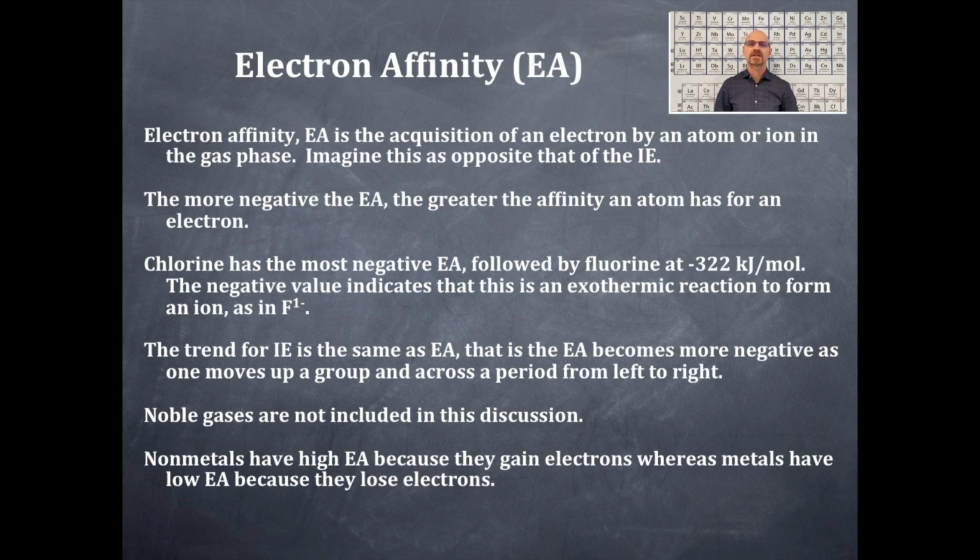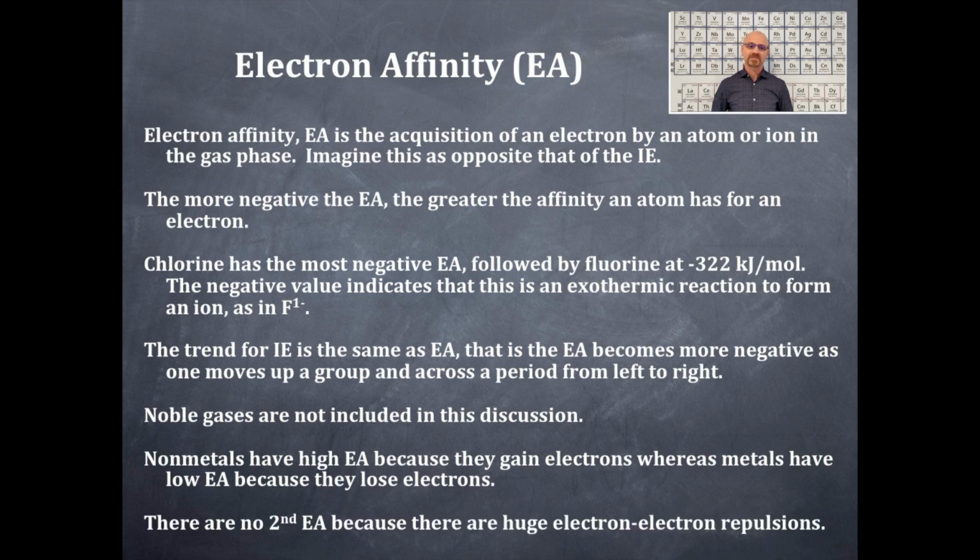Okay, we just discussed the ionization energy of metals, and that should make sense. All right, there are no second electron affinities because there are huge electron-electron repulsions, and that's why those don't occur.